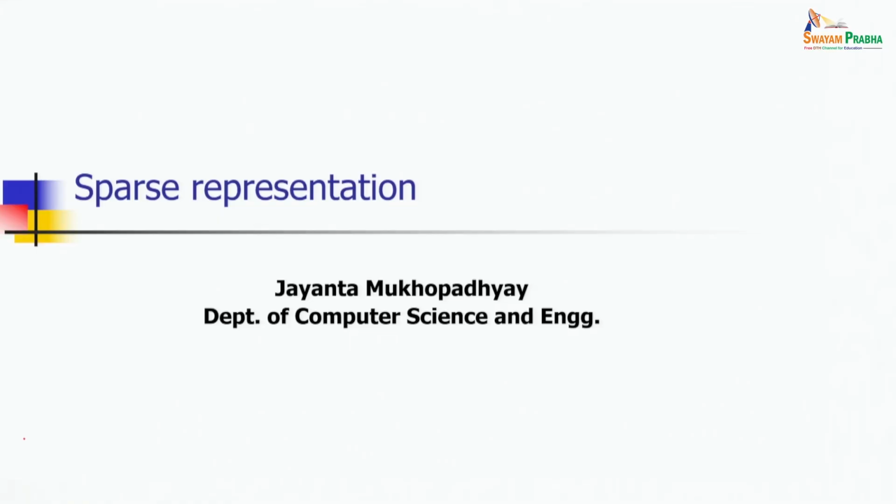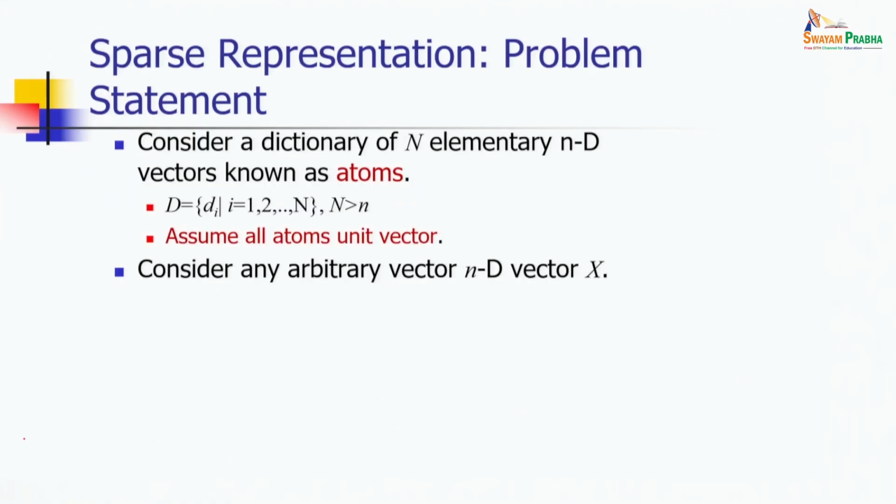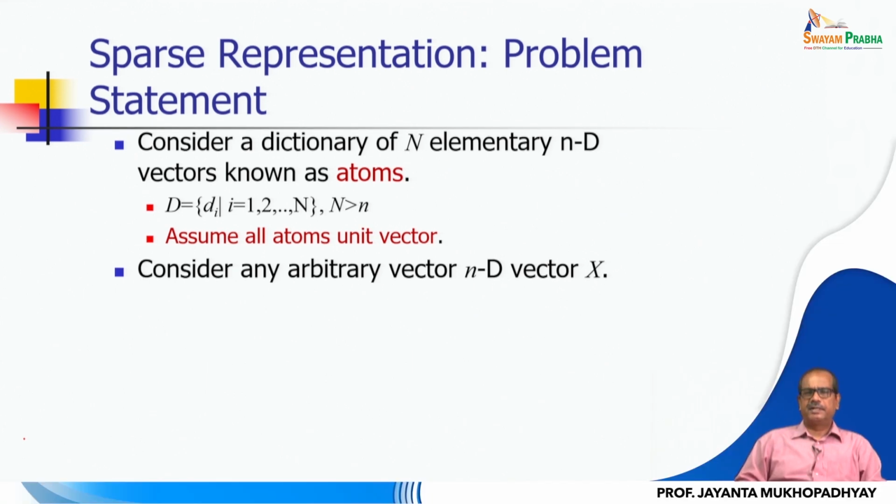Welcome to the subject Advanced Digital Image Processing and Computer Vision. Our today's topic of discussion is sparse representation. So let us try to understand the problem of sparse representation of a signal or vector. In this case, we will discuss only particularly for a vector in the discrete space, and this could be easily extended for images for a two-dimensional representation.